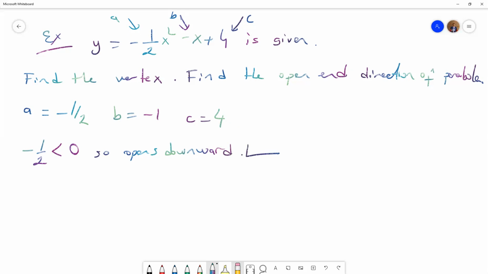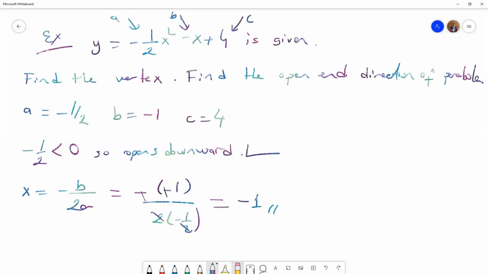First question is about the vertex. For the abscissa, we have minus b over 2a. So minus (minus 1) over 2 times (minus 1 over 2), and this goes and the minus here like that. Minus 1 is the answer for x. And to find y, we have to put this minus 1 for x.